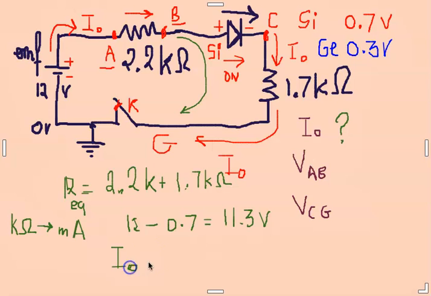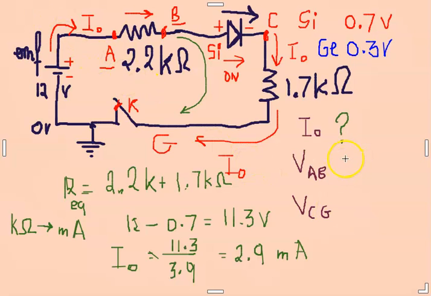So our principal current in this case is voltage, which is 11.3 volts, divided by the total resistor, which is the equivalent, 3.9 kilo ohms. And when you do the calculation, you're going to have a value that will be expressed in milliamperes, and that is 2.9 milliamps. So that is the current passing through.